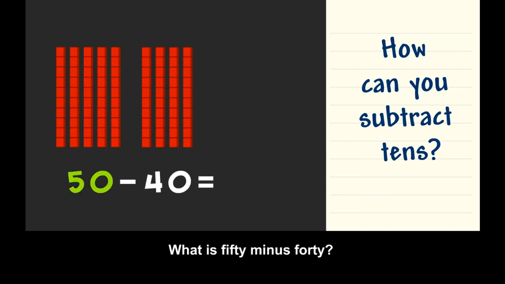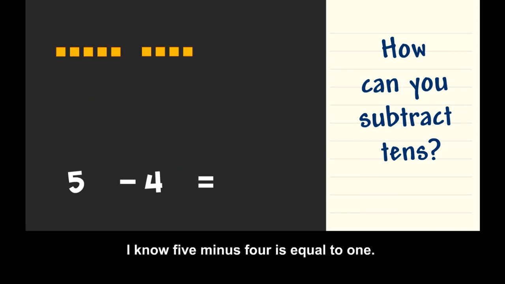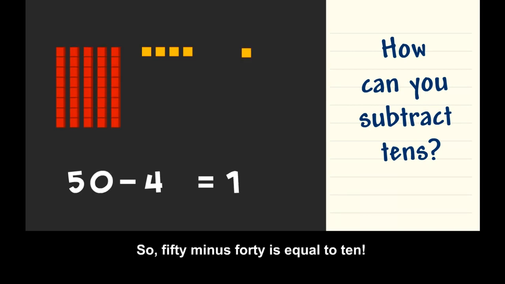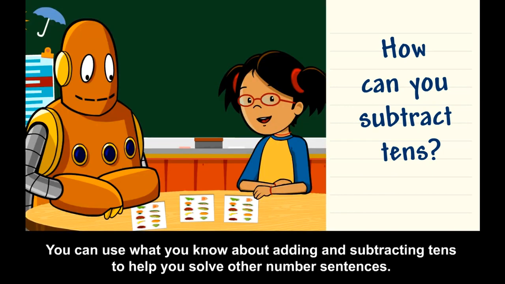What is 50 minus 40? Hide the zeros to help you solve. I know 5 minus 4 is equal to 1. So 50 minus 40 is equal to 10. You can use what you know about adding and subtracting 10s to help you solve other number sentences.